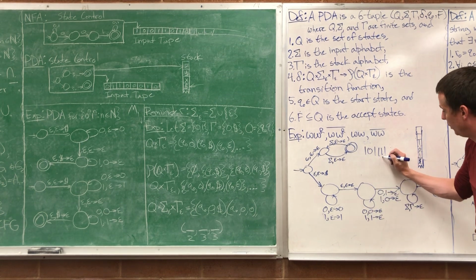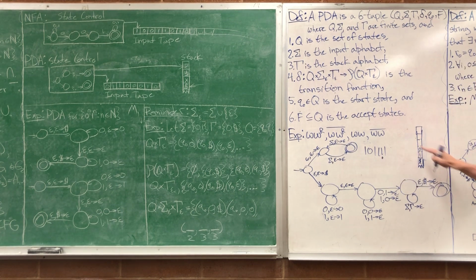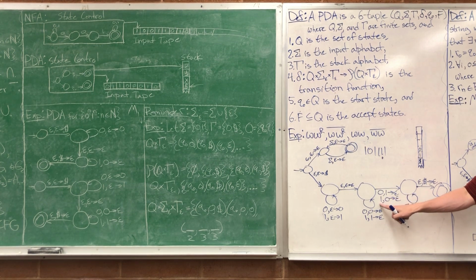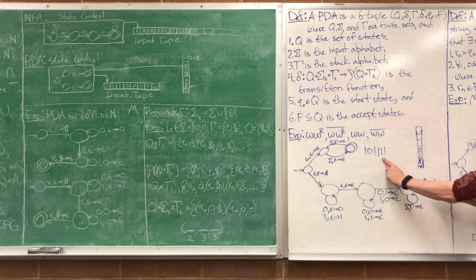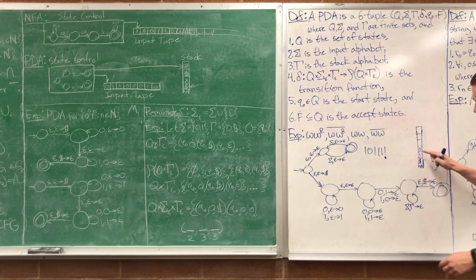So now we're reading this one, and we took a 1 off of the stack. Now we're reading a 1, but there's a 0 on top of the stack. So we can't take this loop again. We have to take this loop. We're doing this transition. We're reading a 1 and we're popping a 0. So going from here to here, we read that 1, so now we're reading our last 1, and we popped a 0.